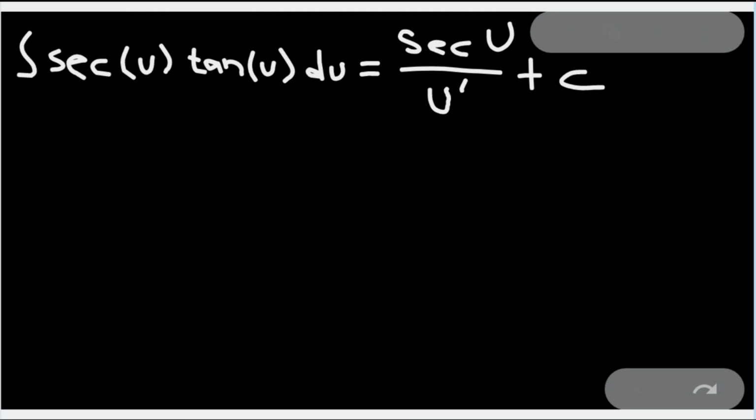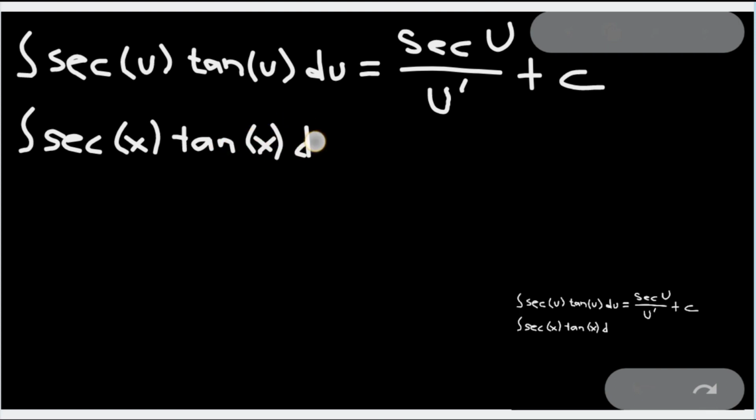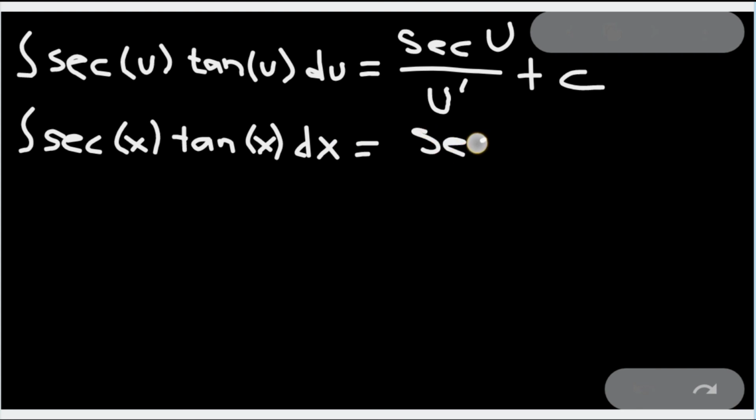So let's try an example. Let's say we have secant x tan x dx. Our u here is x, so what we have is secant x, and the derivative of x is 1, so over 1 plus c. So this is our answer.